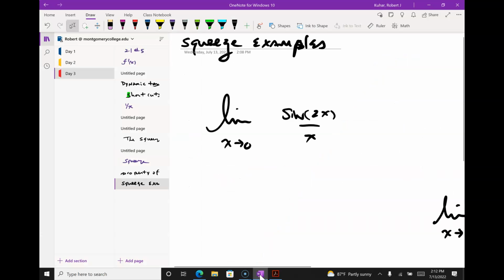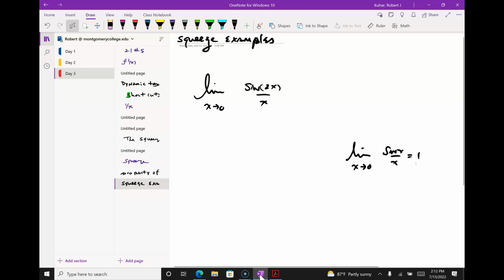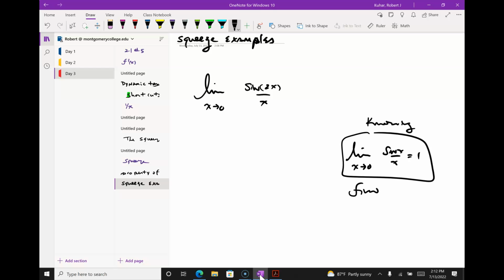So back to our problem now. The way I'll write this problem, I'll say, knowing this limit, find the above limit. So there's the wording. I know that the limit of sine of x over x is equal to 1 as x goes to 0. But what happens to sine of 2x over x as x goes to 0? You with me?